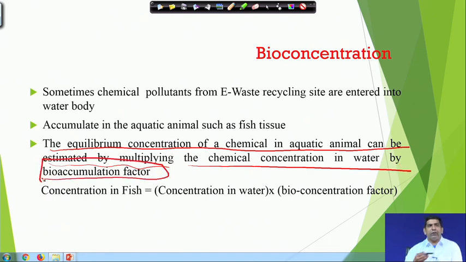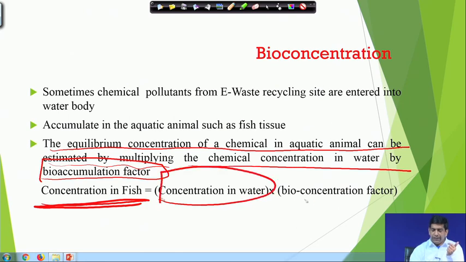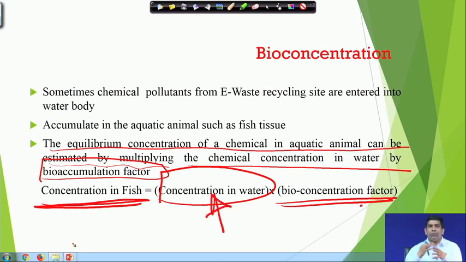What is the bioaccumulation factor for that particular organic chemical? For example, if you want to know the concentration in fish for a particular contaminant, you know the concentration in water, and then you multiply by the bioconcentration factor. So you take the average concentration in water, multiply it by the bioconcentration factor. That gives you an idea of what could potentially be the concentration in fish.